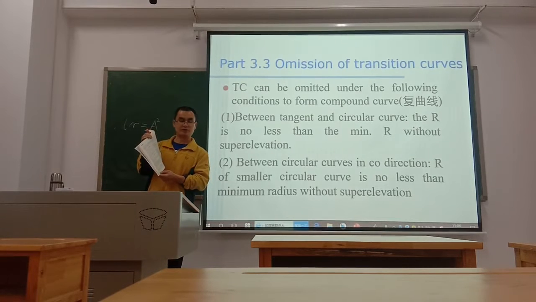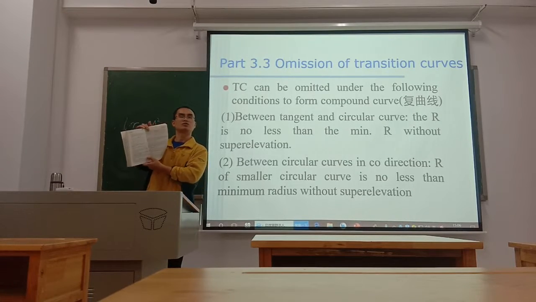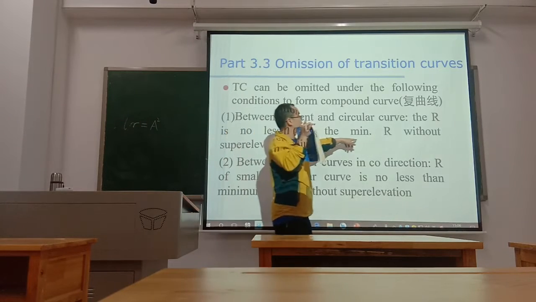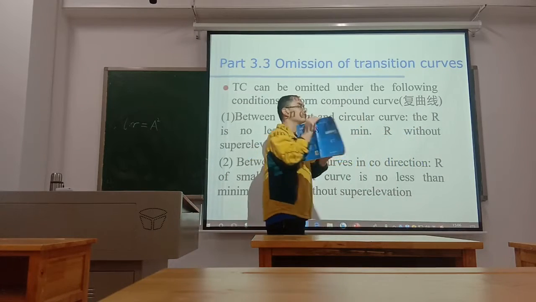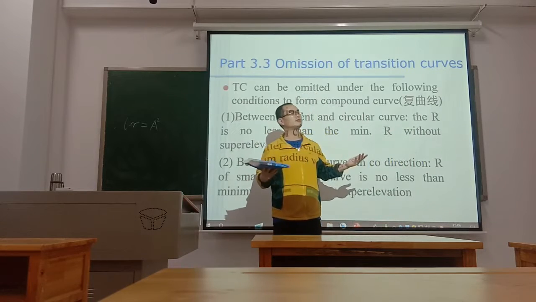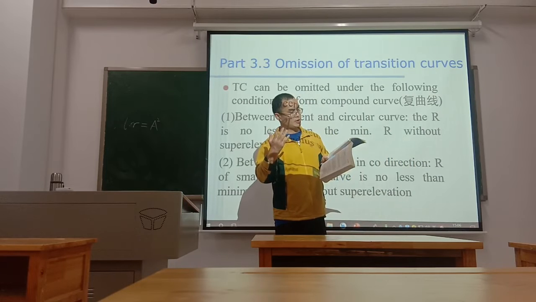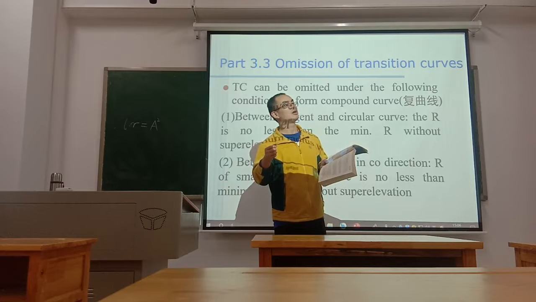Page 38, table 2.4. This is the minimum radius without superelevation. I can translate the heading of the title of the table for you, translating into English.